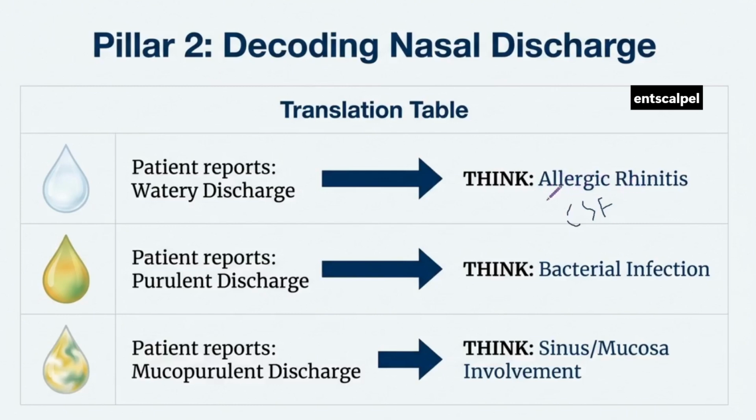The stakes are high. Medicine is all about ruling out the dangerous stuff. It's why that unilateral question keeps coming up. Allergies affect both sides. A CSF leak is usually just one. Okay, let's move to purulent. This is the yellow or green thick stuff.